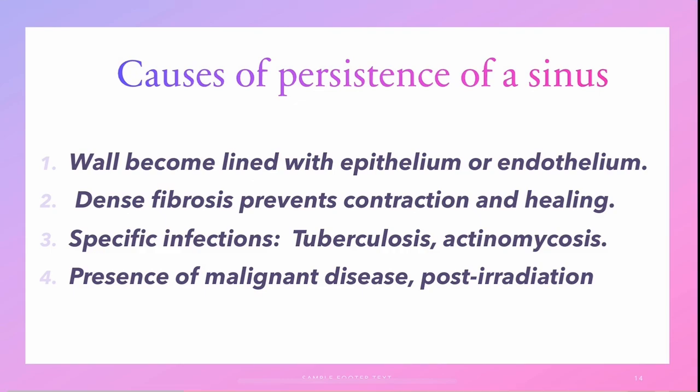The walls can become lined with epithelium or endothelium. Dense fibrosis will prevent contraction and healing. If there is dense fibrosis of the surrounding tissue, then the sinus cannot heal because contraction doesn't occur. The fibrosis, the scarring, is preventing the contraction. The specific infections could be tuberculosis or actinomycosis, which cause persistence of the infection. Until and unless the TB is cured completely, the sinus is not going to be cured. Persistence of a malignant disease or post-irradiation can also be another cause for the persistence of a sinus.